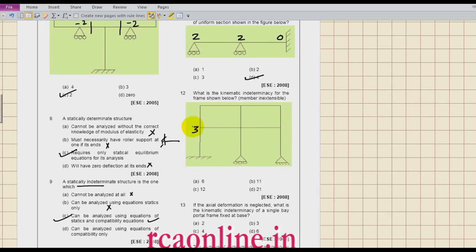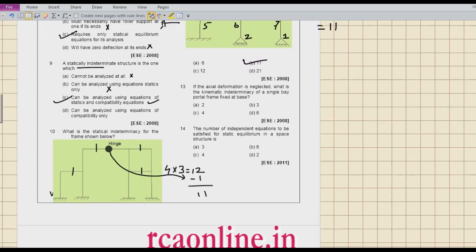So what is here? 3, 3, 3, 3, 3, 3. So how much? 18. And then 2 here and 1 here. So how much do I have? 21. Ignore the axial deformation. So how many members? 1, 2, 3, 4, 5, 6, 7, 8, 9, 10. So minus 10. So what is the answer? 11. So 11 is the right answer.